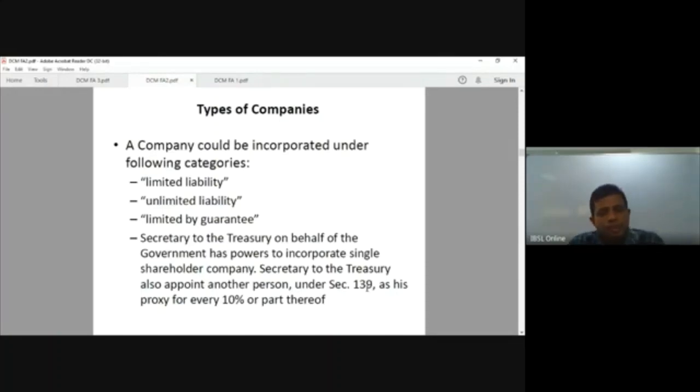Right. If you take companies, there can be limited liability companies, unlimited liability companies, companies limited by guarantee, and some other categories. The Secretary to the Treasury on behalf of the government has powers to incorporate single shareholder companies also. I am not going to explain these things. If you are interested, you can download the Company Act and go to these sections and get an understanding, because I am not going to test these things under my purview.